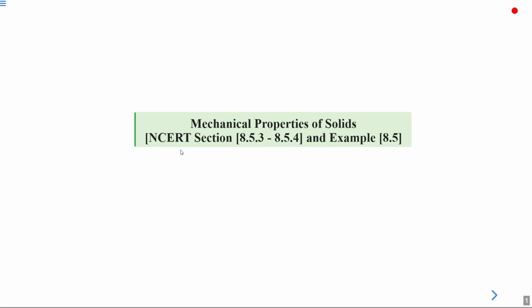Hello students, in today's lecture we are going to learn about mechanical properties of solids. NCERT section 8.5.3 to 8.5.4. We will also solve an example 8.5.